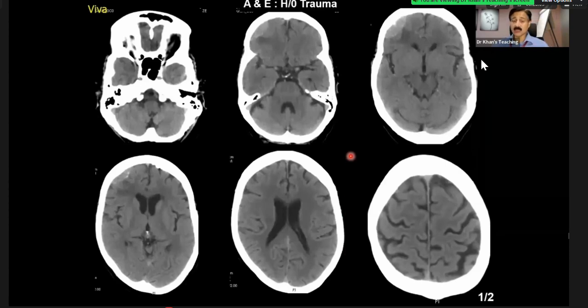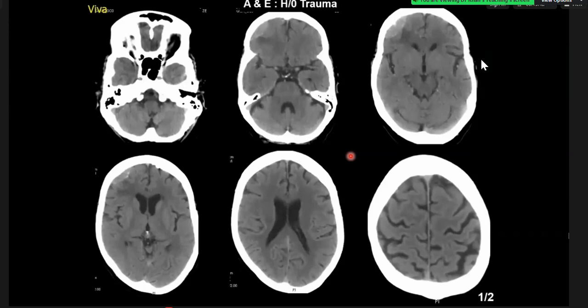Yes, please. A&E, history of trauma. So there is an acute or rather subacute kind of extradural hematoma on the right inferior frontal lobe. Extradural hematomas are not subacute. Extradural hematomas will always be acute. Yeah, the density looked slightly less than my liking, so that's what I was thinking. But that's very good thinking.